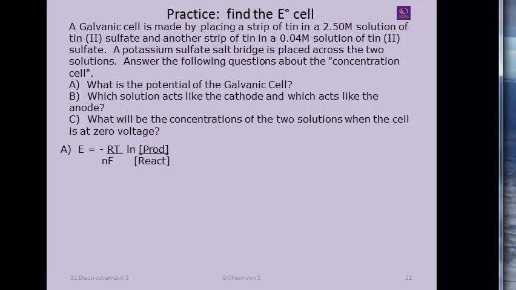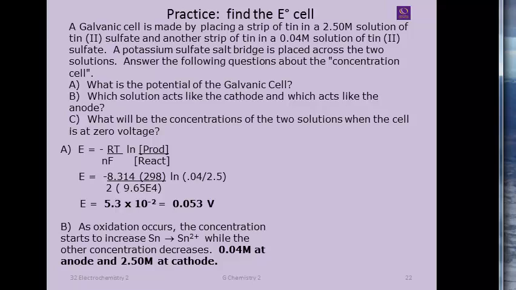So what is the potential? You knock out the E cell and just work on the minus RT over nF log of products over reactants. Plug and chug, we know that the products are lower than the reactants, and you come up with 5.3 times 10 to the minus 2, or 53 millivolts. B, which solution acts like the cathode and which acts like the anode? As oxidation occurs, the concentration starts to increase, right? And the reduction side decreases, so you need 0.04 at the oxidation side, or the anode, and the high concentration at the cathode.